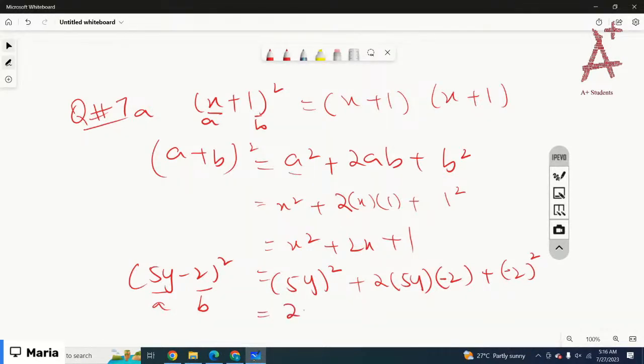Got it? So it would be 5 times 5 is 25y squared, plus minus minus, and 2 times 2 is 4, and 4 times 5 is 20y, and negative 2 squared is 4. So it would be 25y squared minus 20y plus 4. Got it? Just look at the signs carefully. Okay, you can note down the solution. I'll wait for a while.